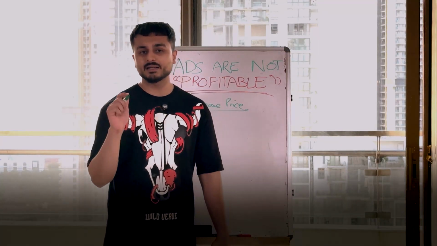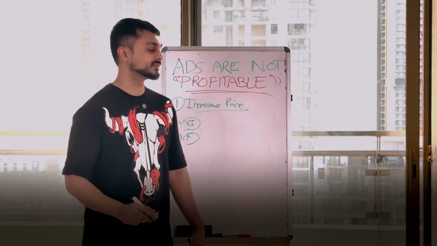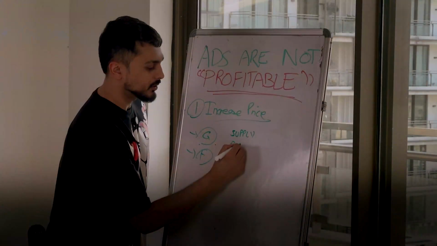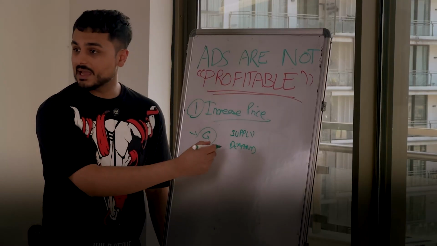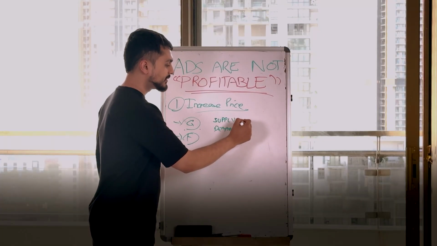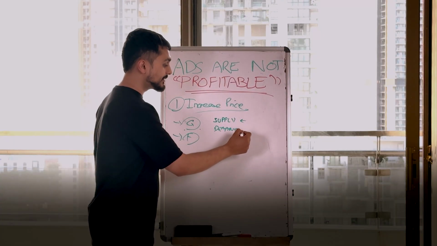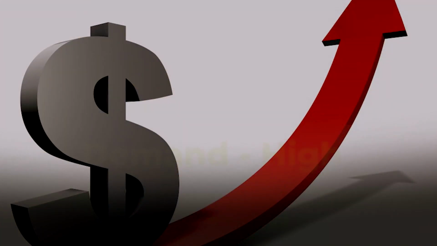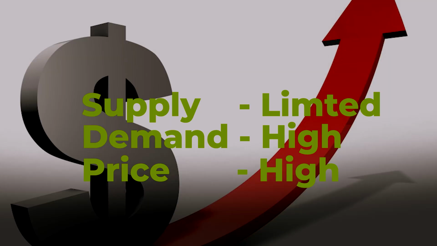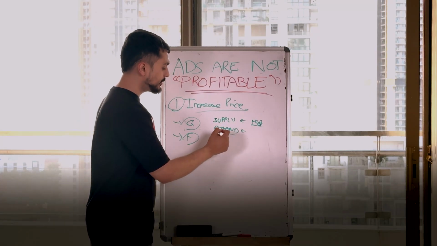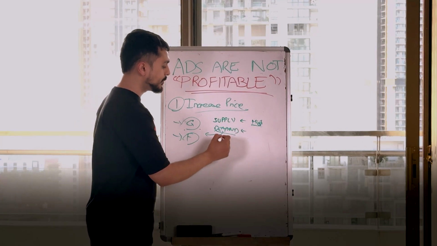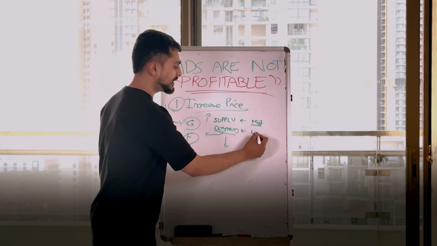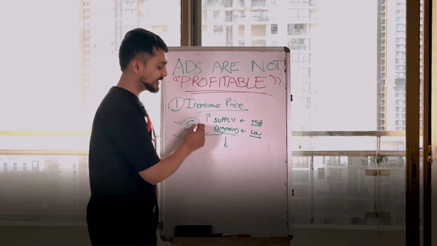Therefore, you must understand a simple concept of economics, which is supply and demand. If supply is limited and the demand is high, the price actually goes high. Initially, the demand on these platforms was very, very low, and supply was very, very high. And that's why it was very cheap to advertise on these platforms.